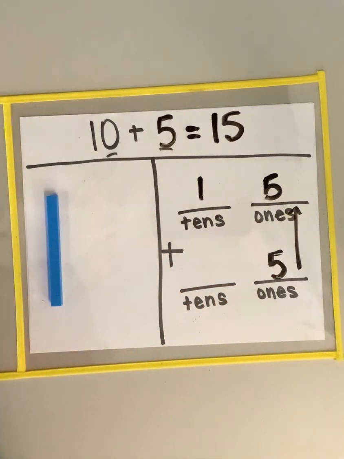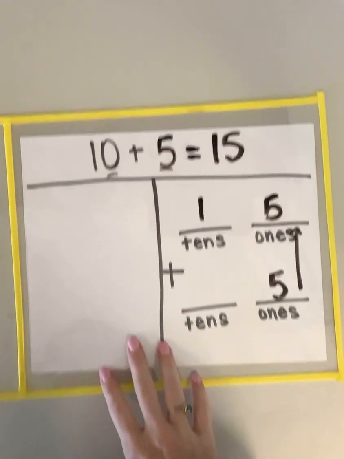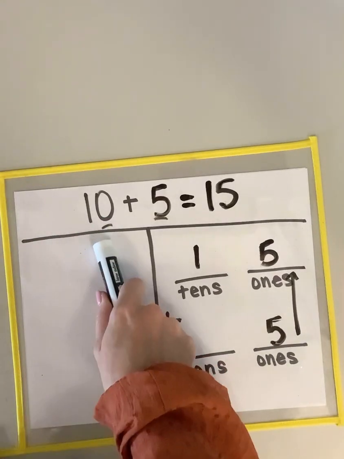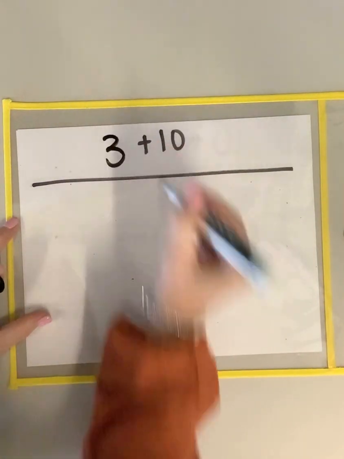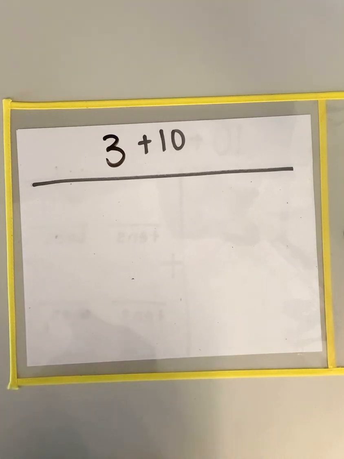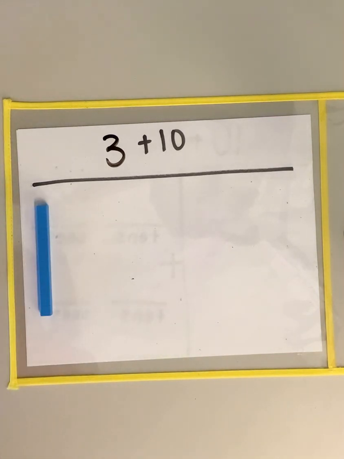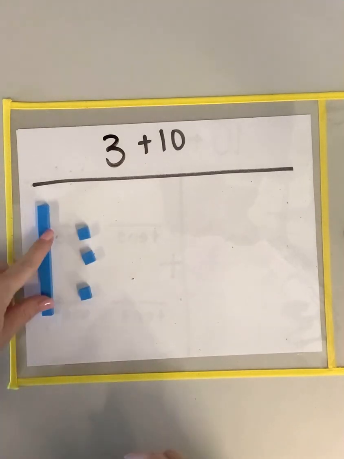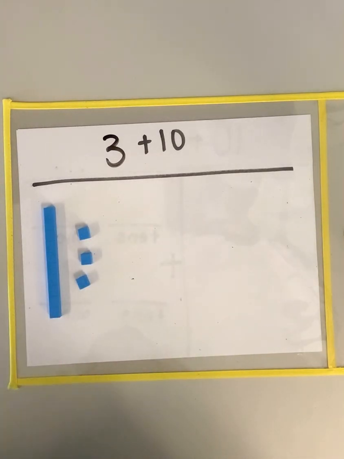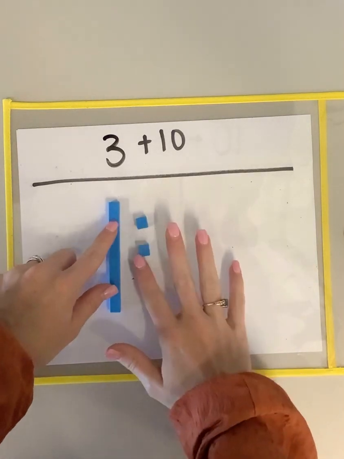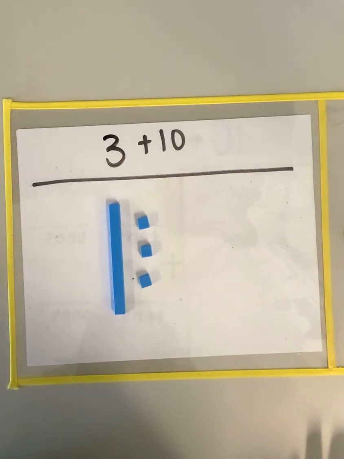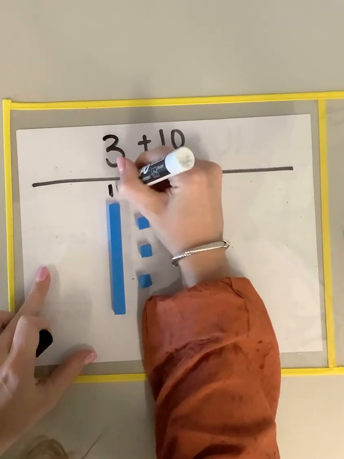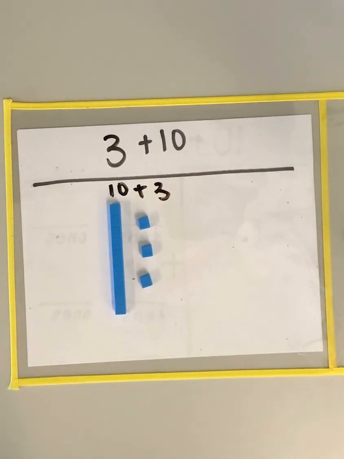Well, let me ask you something. What happens if we change the order? Here, the 10 was always first, and we were adding on a single digit number. But what happens if I have this? 3 plus 10. Well, let's see. Here I have 10 and 3. We can subitize, and we can still use the Easy 10 and know that 10, 11, 12, 13. That still equals 13, just like 10 plus 3 equals 13. It doesn't matter which order the question is in.